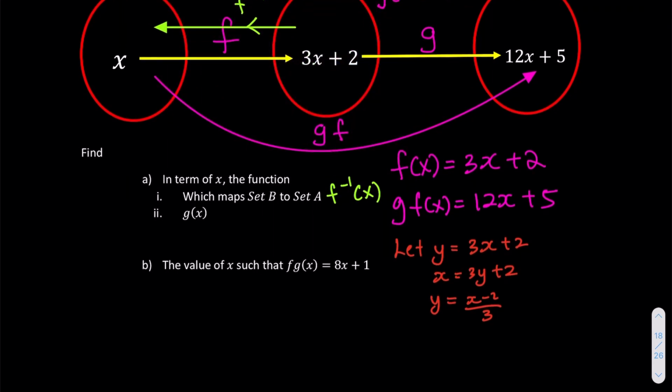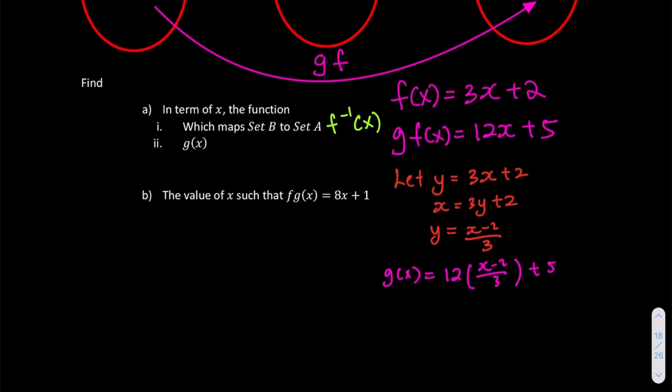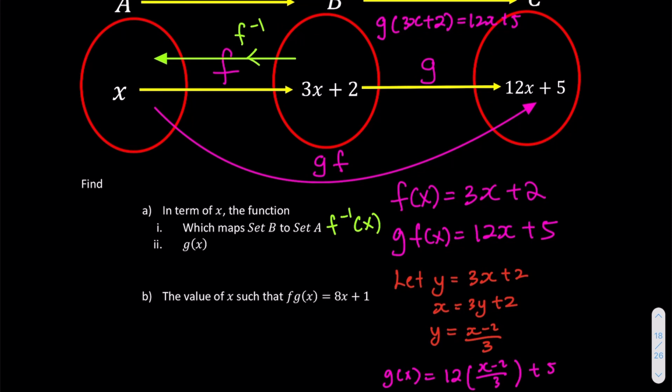I will go a little bit faster here because we already did this one before. So make sure that you can catch up. If you cannot, you can just pause and look back at the video. So we have 12 of x minus 2 over 3, plus 5. We just need to do the expansion. 12 divided by 3 is 4, so 4x minus 8 plus 5. So we have 4x minus 3. So this is our function. We know g of x is 4x minus 3.